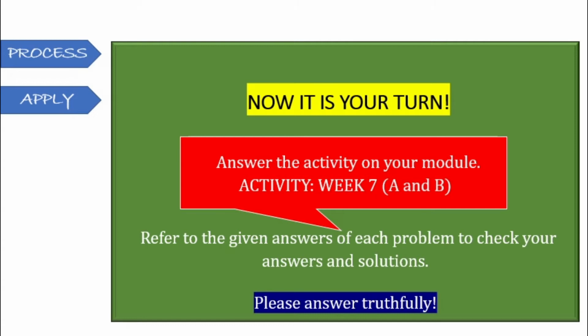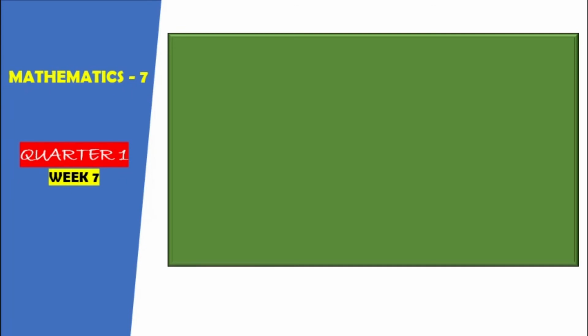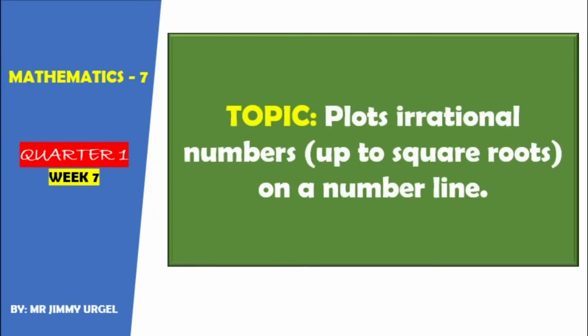Alright? So, very good. So next, let's move on to the same module, week 7 or module 7, days 3 and 4. Plots irrational numbers up to the square roots on a number line. So since we have already oriented how to get the square root of a number, let us try to plot the values on a number line.